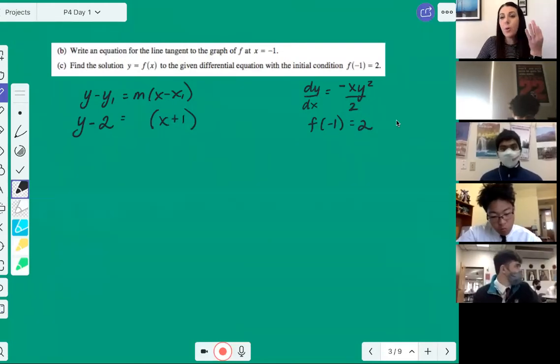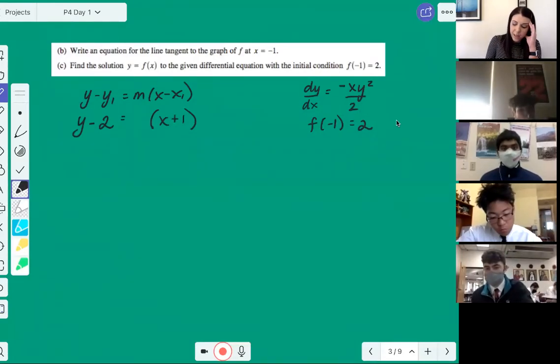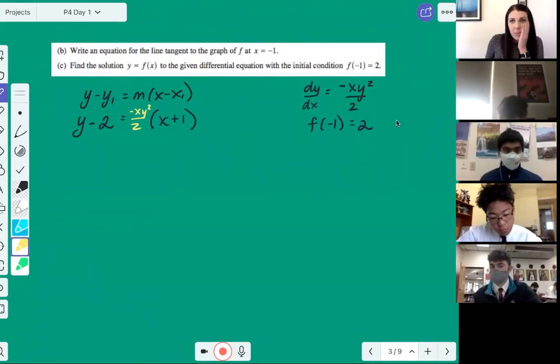Now, please don't make this mistake. The last time I gave an assessment, so many students made this mistake, and you're likely to continue making it if you don't hear me now. It would be incorrect to write negative xy squared over 2 here. Can someone tell me why that would be incorrect?